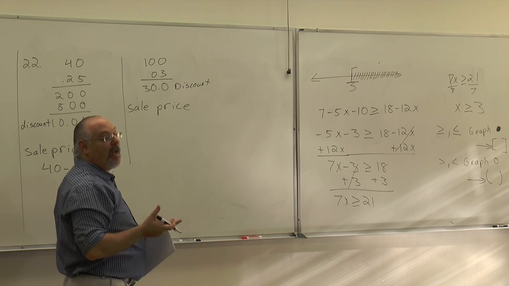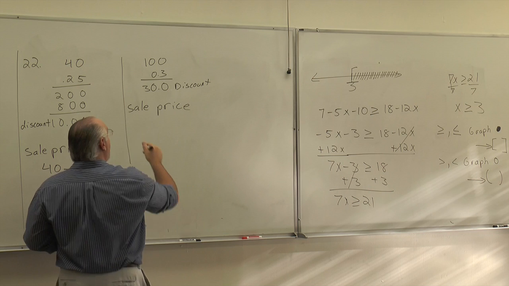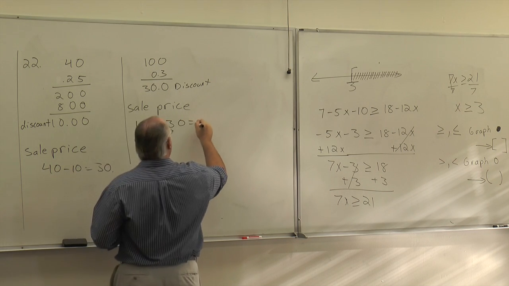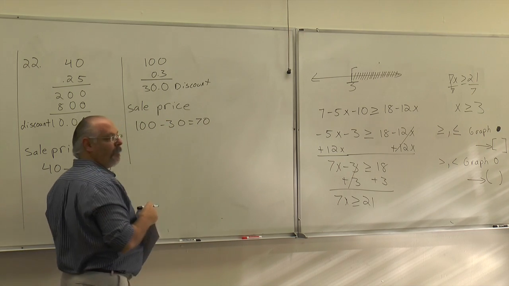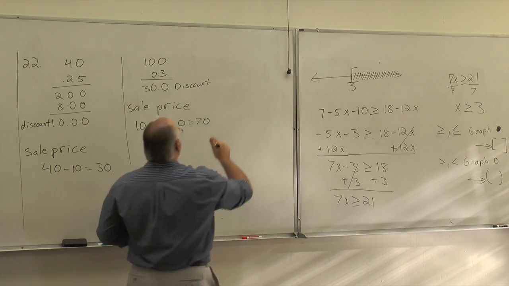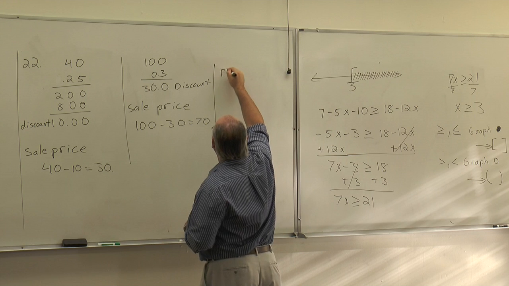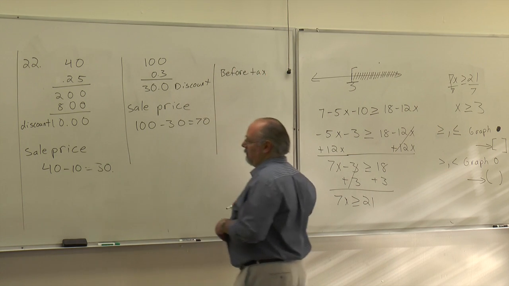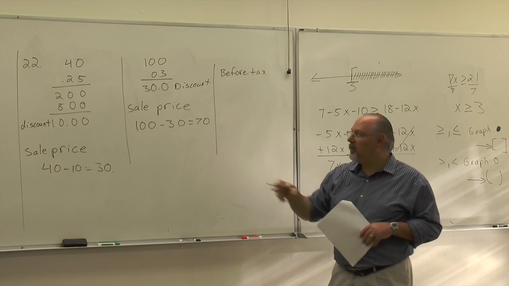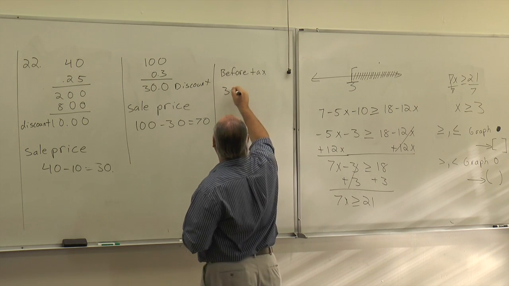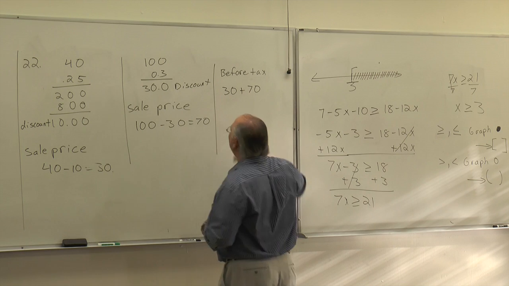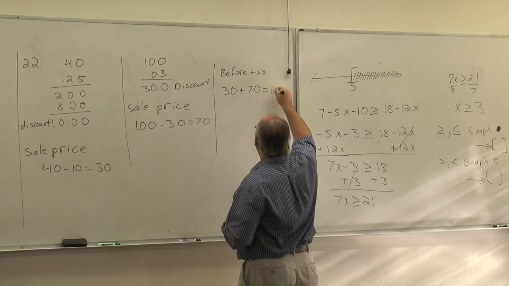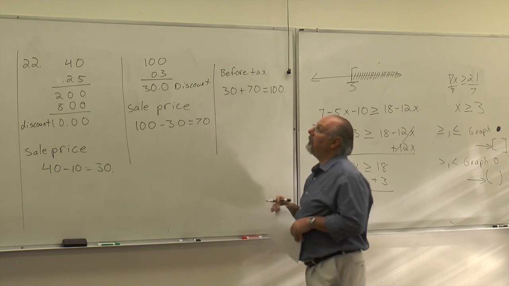How much did he actually pay? 70, right? The original 100 minus the discount of 30 is $70. Okay? Now before tax, how much did he pay? He paid $30 for the shoes plus $70 for the jacket, so he's already paid now $100.